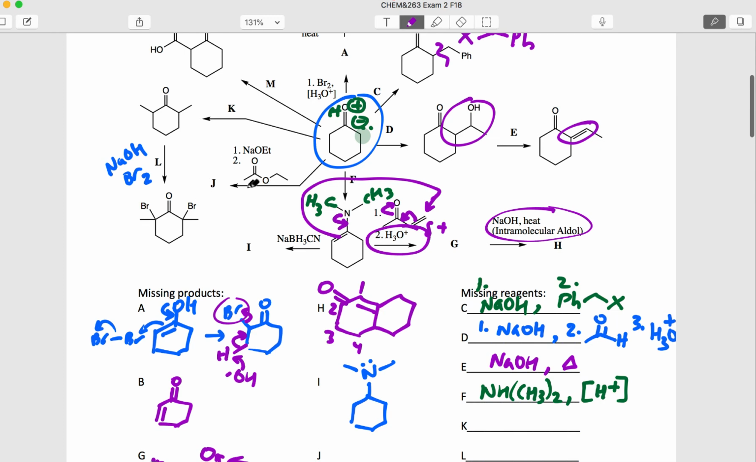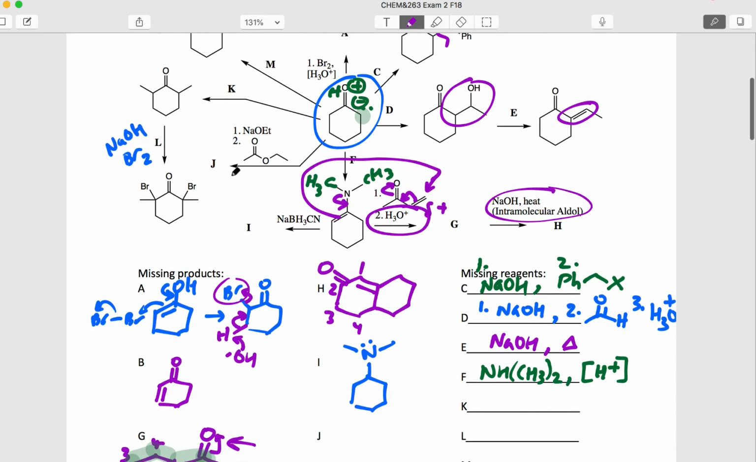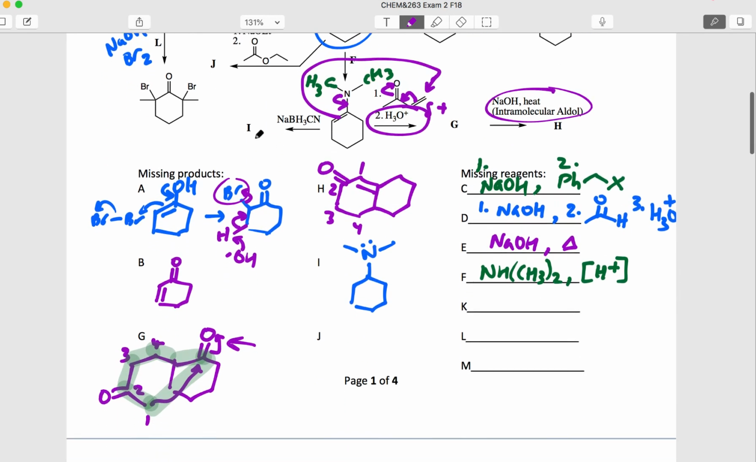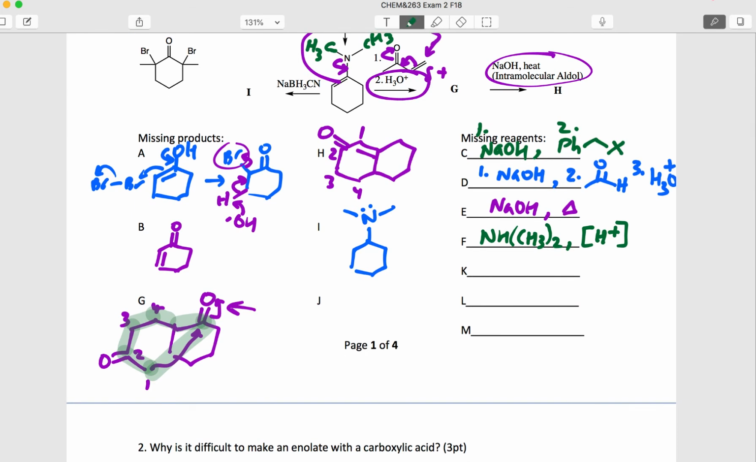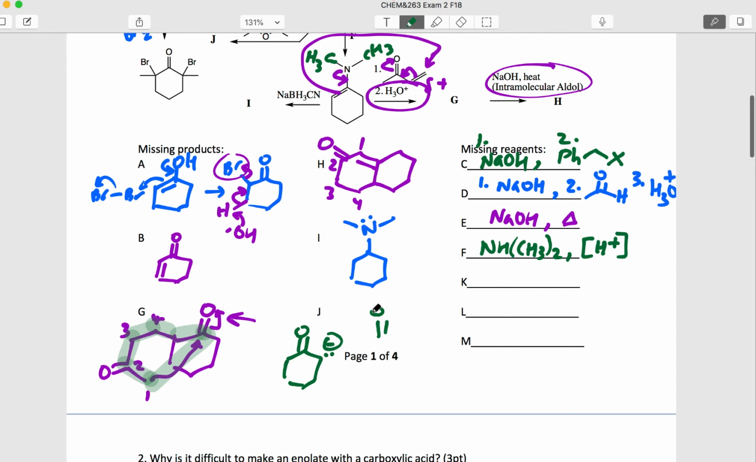J was also missed more than it should have been, I think, because actually, if you know the mechanism, and I know you do, you shouldn't have missed it. So this one is where we take this, and you use NaOEt, sodium ethoxide, to get that. And then you had an ester. And so I saw a lot of people just have variations, like almost everyone knew this.